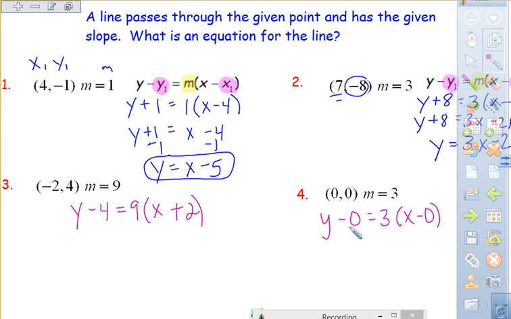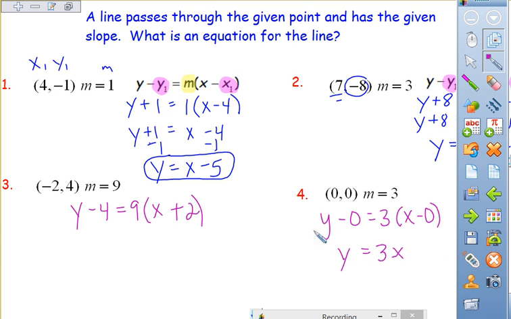Number 4 could be simplified from where I'm at. This is really y. And then over here, you could either leave it, but if you distribute it, you just get y equals 3x. So on question number 4, if the directions just said write an equation in point-slope form, I would accept either answer.